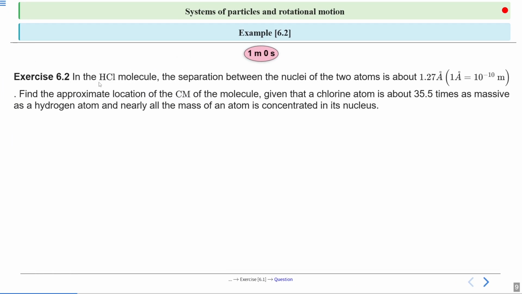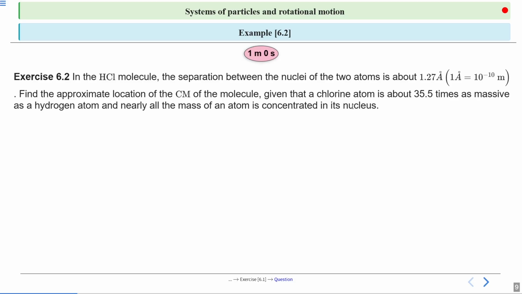Next question. In the HCl molecule, the separation between the nuclei of the two atoms is about 1.27 angstrom, and 1 angstrom is equal to 10 raised to the power minus 10 meter. Find the approximate location of the center of mass of the molecule, given that a chlorine atom is about 35.5 times as massive as a hydrogen atom, and nearly all the mass of an atom is concentrated in its nucleus.